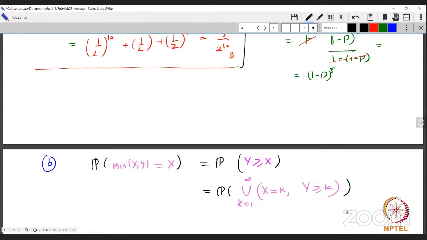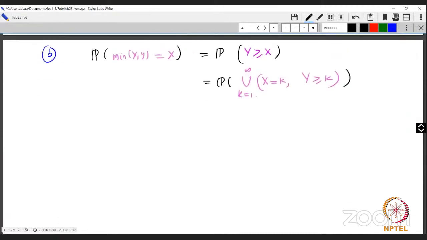That is for y to beat x. Very good. Whatever x is, y has to be larger than that. That's how you write this down: x equal to k, and y has to be bigger than or equal to k. Very good. So now what happens to this?